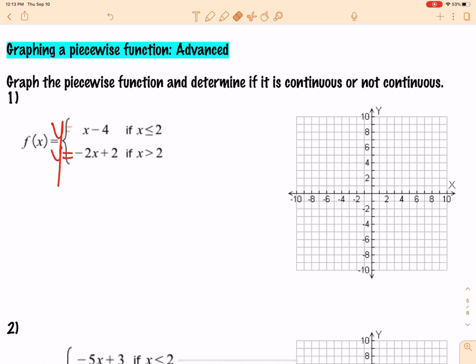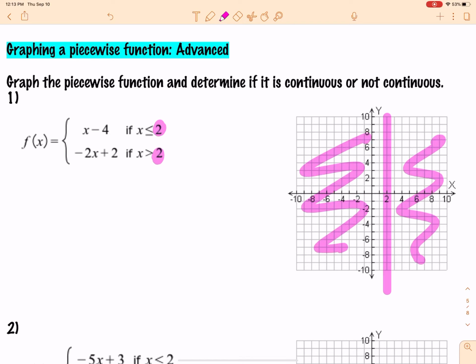Okay, but we're going to start off our problem just like we did earlier. So we're going to make our boundary line. Our boundary line is 2 and only at 2, because we only have 2 neighborhoods. We have the left neighborhood and the right neighborhood. And each of these graphs is only going to belong to one of them. All right, so let's do the first one.